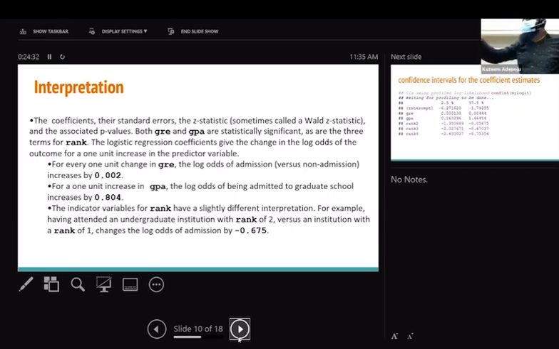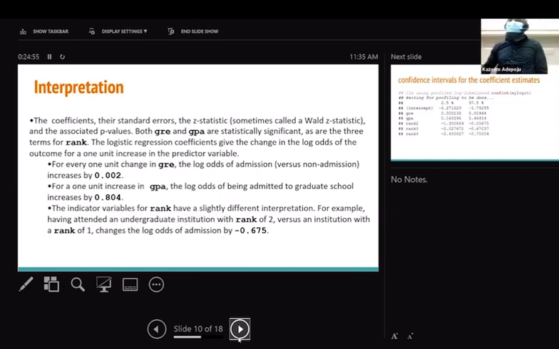If you want to interpret rank 3, you're going to go the same way. You're going to look at rank 3 versus rank 1. If you want to do rank 4, it's going to be rank 4 versus rank 1. Is there anyone who needs more clarification on how to interpret this? Is there anyone?